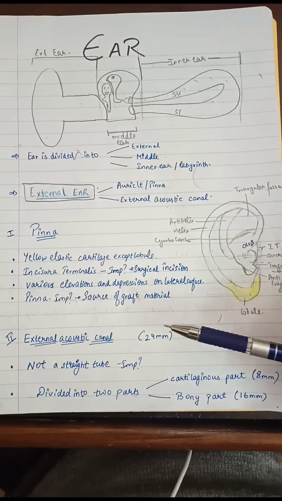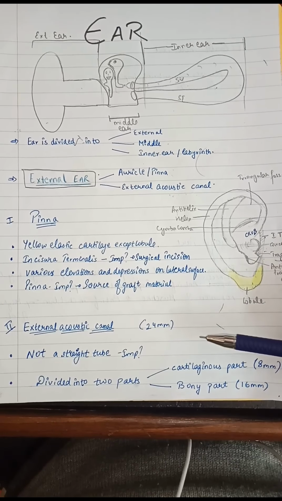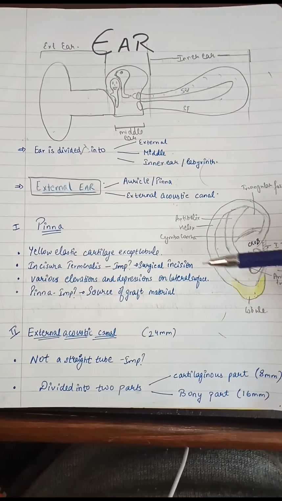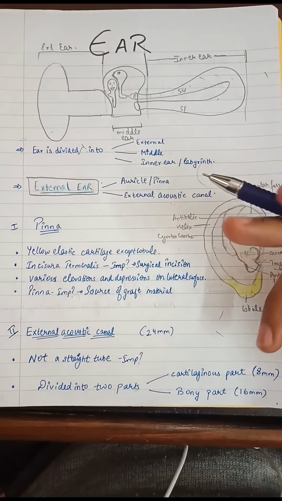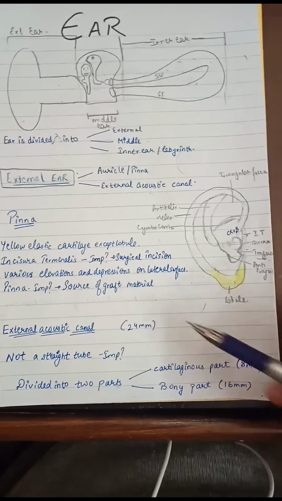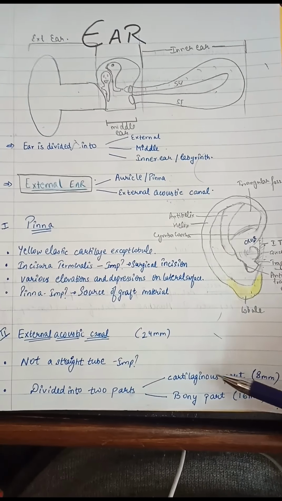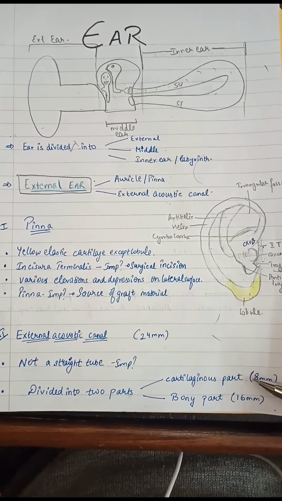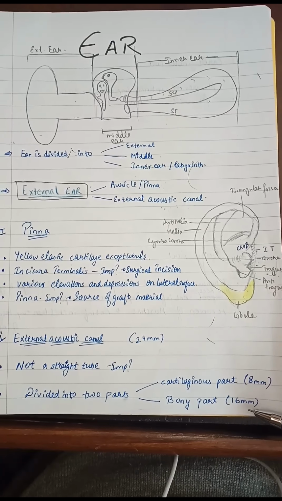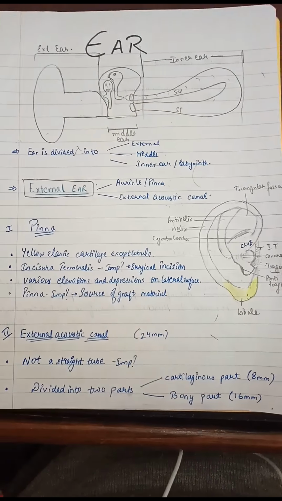So next we can see the external acoustic canal. First of all, the most important point is that it is not a straight tube. It consists of two parts: the cartilaginous part, which is the outer part, and the bony part, which is the inner part. The total length of the external acoustic canal is 24 mm, and of that, one third is the cartilaginous part, 8 mm, and the bony part is 16 mm, which is the inner two-thirds of the external acoustic canal.